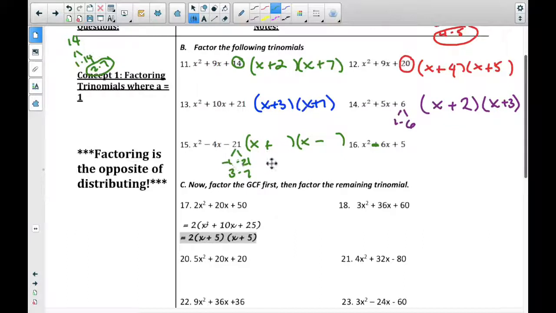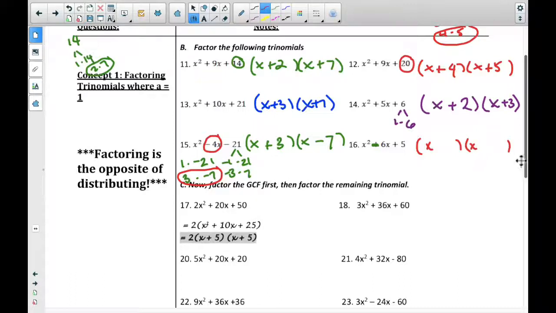So it could be negative 1 and positive 21, or it could be positive 1 and negative 21. It could be negative 3 and positive 7, or it could be positive 3 and negative 7. So you have to consider all of those possibilities. And then what we're trying to do is see which ones would add up to be a negative 4. So of all these, which ones add up to a negative 4? It's going to be the positive 3 and the negative 7. And so in my parentheses, I'm going to put x plus 3, x minus 7. And once again, you could check it by multiplying it out and see if you get the right answer.